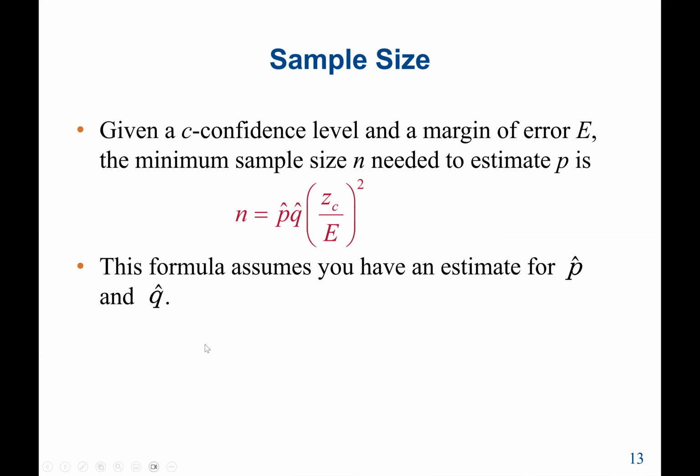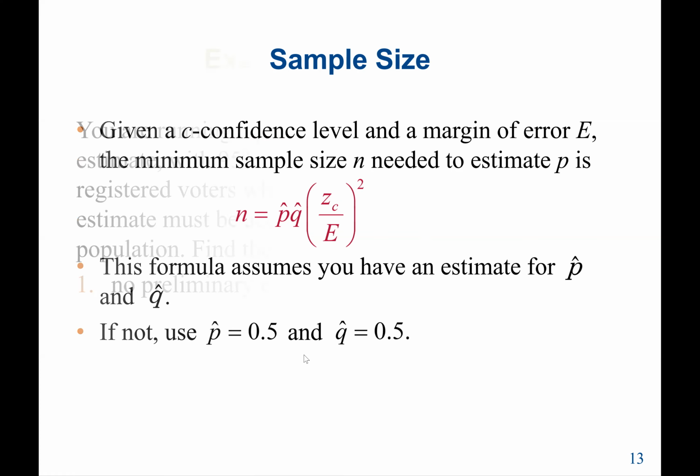So here we use this formula, assuming that you already have an estimate for the p-hat, and also for the q-hat. If not, we make it even. We use 0.5 for p-hat, 0.5 for q-hat. That is, if p-hat and q-hat are not given, if the estimate is not given.